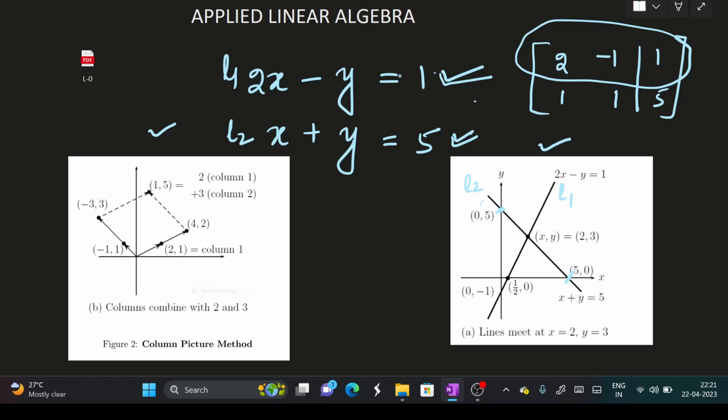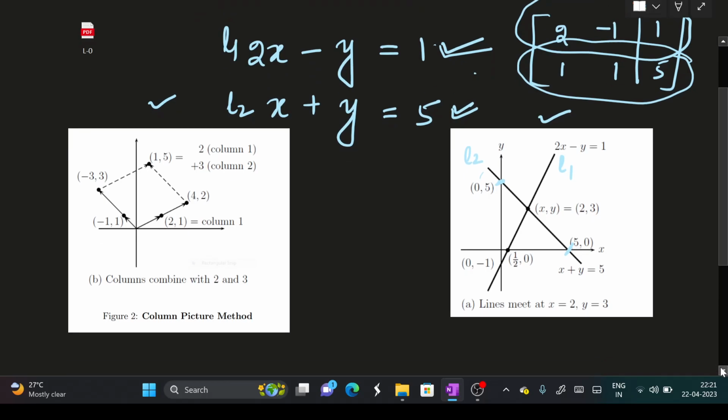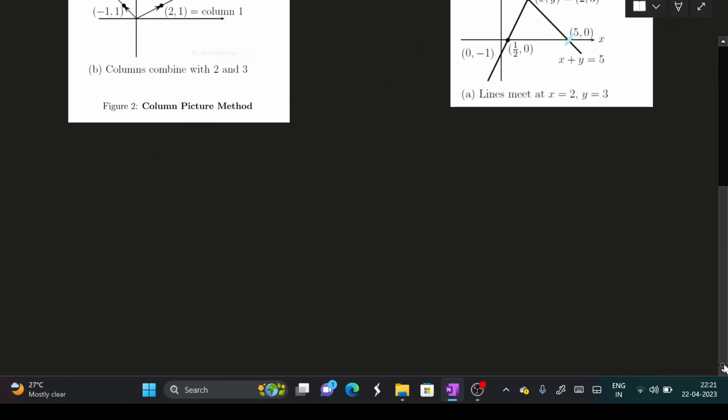Here, because the matrix which I am considering, its row vectors are considered. So first I am considering this row, then I am considering this row. So that is why the name of this method is the row picture method. Next is the column picture method. So here what is the equation?